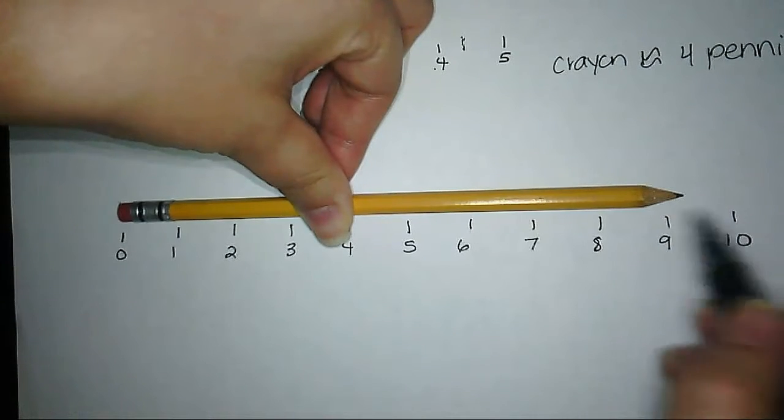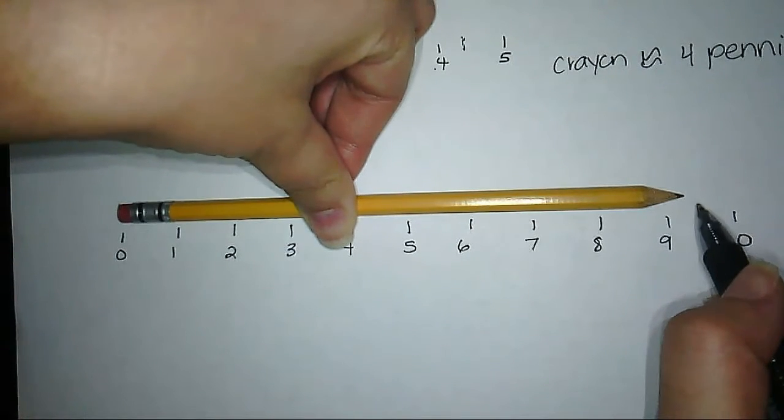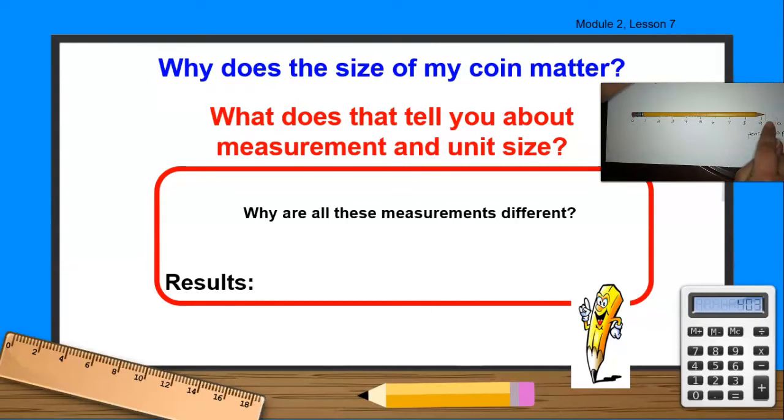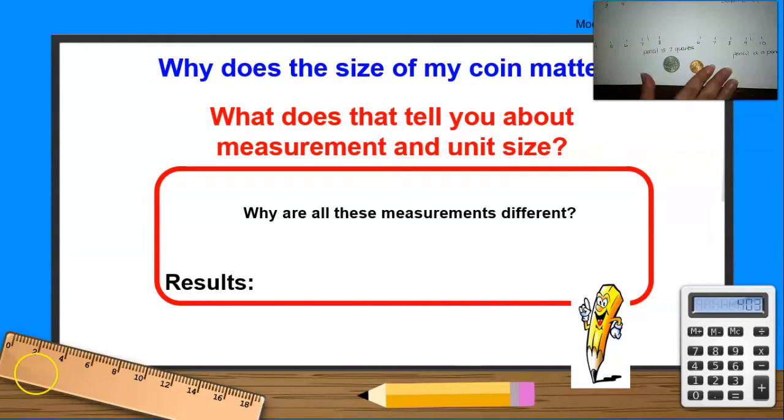Now remember, this is not a standard unit. It's between the number 9 and 10. Since it's between the 9 and 10, but you can see that it's closer to the 9, the pencil is about 9 pennies. Well, let's look at the measurements, boys and girls.